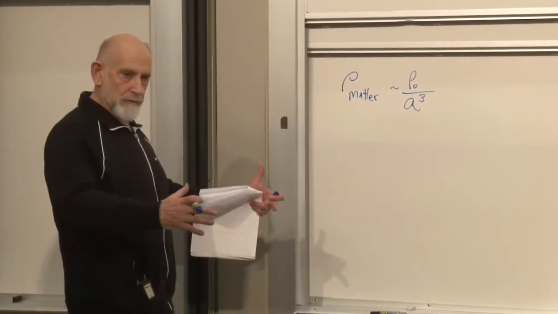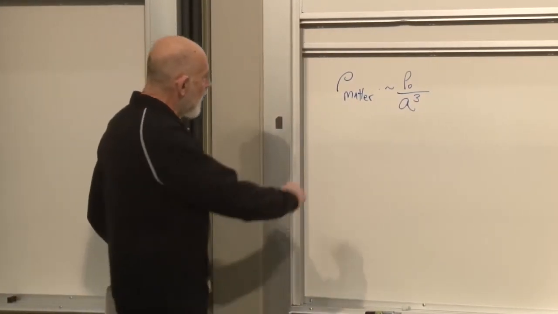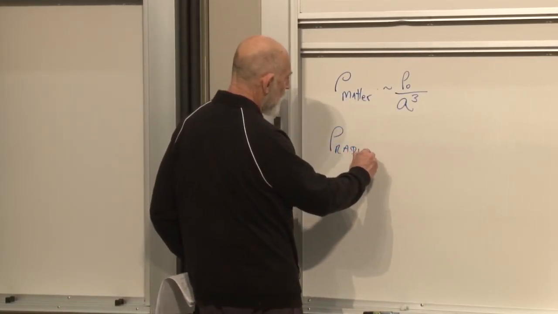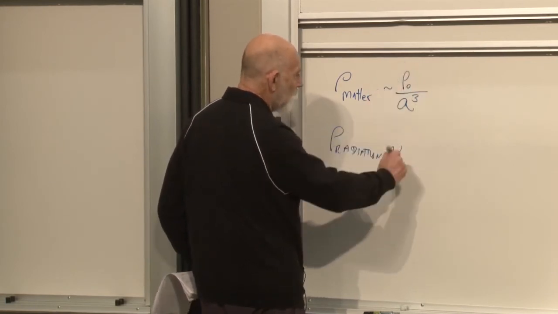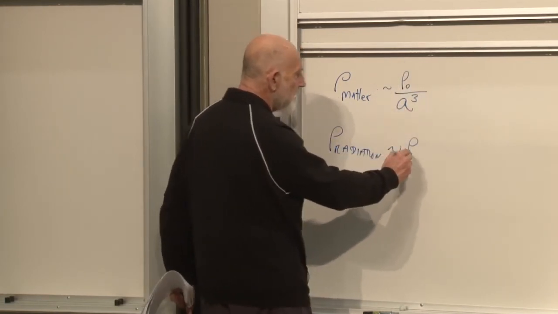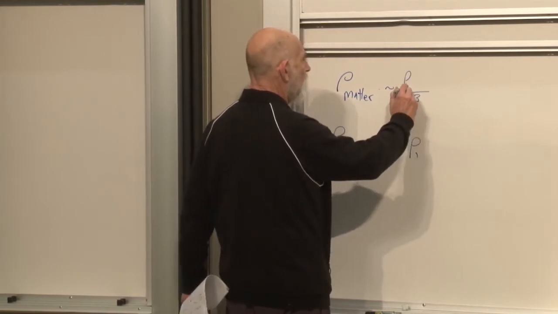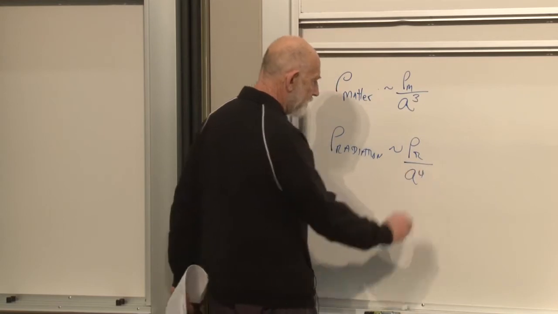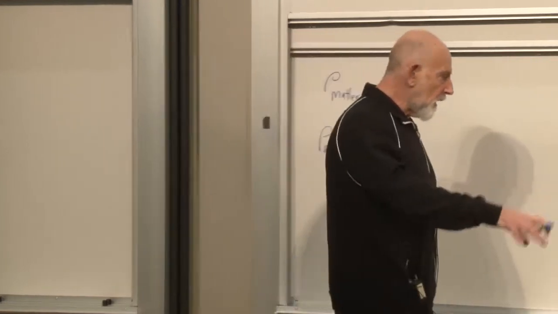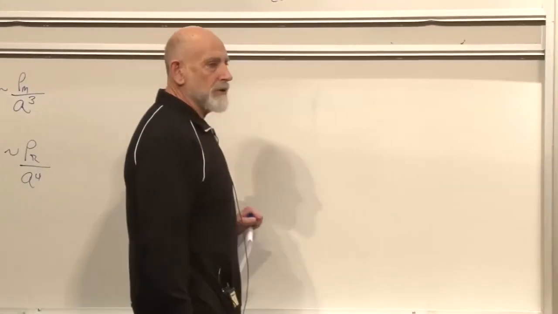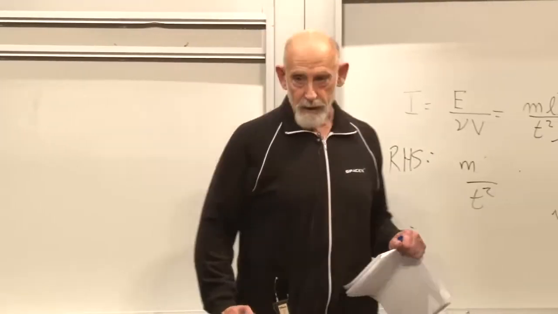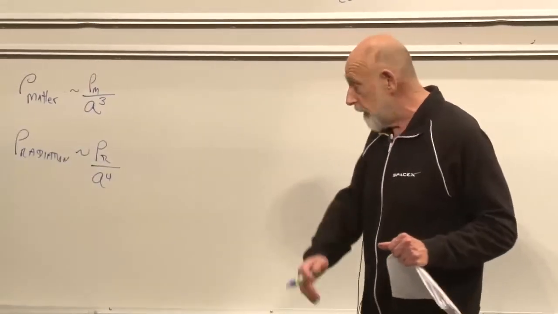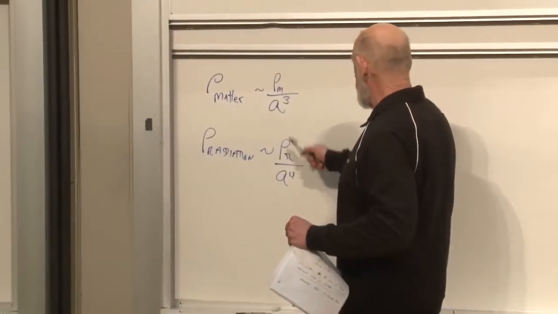That's just the dilution of particles as the universe expands, whereas rho radiation went like some other constant, rho 1, divided by the scale factor to the fourth. I guess we could call this rho matter, rho radiation. As we go forward in time, radiation becomes less important. Well, of course, it's much less important today. But as we go backward in time, we come to a time where this becomes bigger than that.